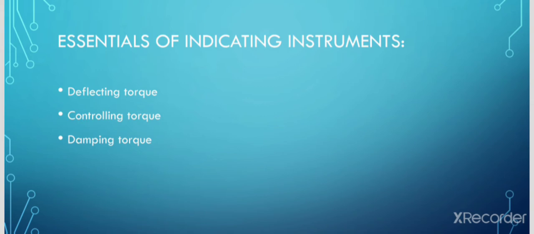Next one is damping torque. Damping torque stops the oscillations of the pointer on the scale. That particular torque is known as damping torque. Otherwise, we can say that which damps the oscillations of the pointer is known as damping torque. With damping torque, the pointer comes to its rest position. That means the pointer stops oscillating and comes to rest.